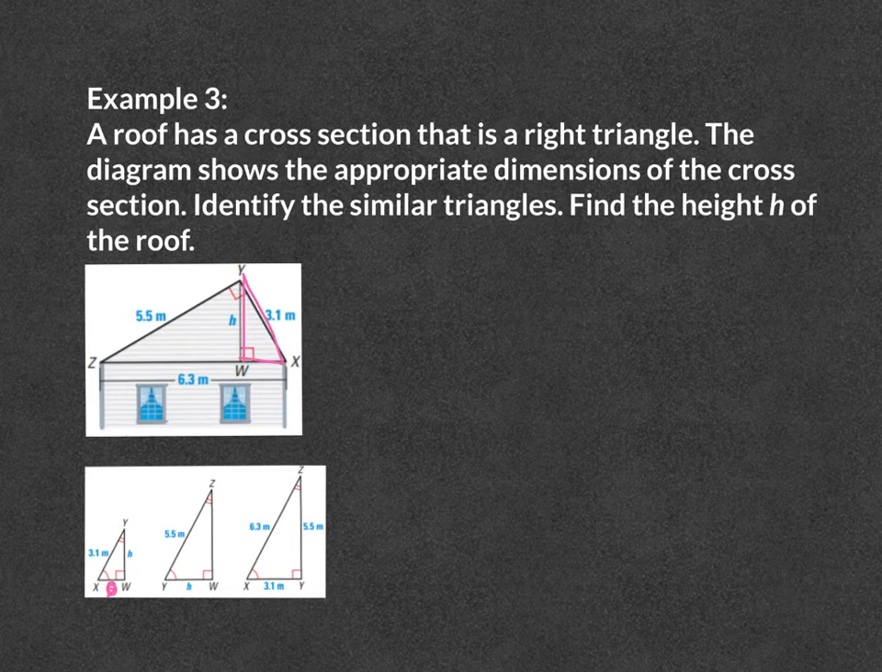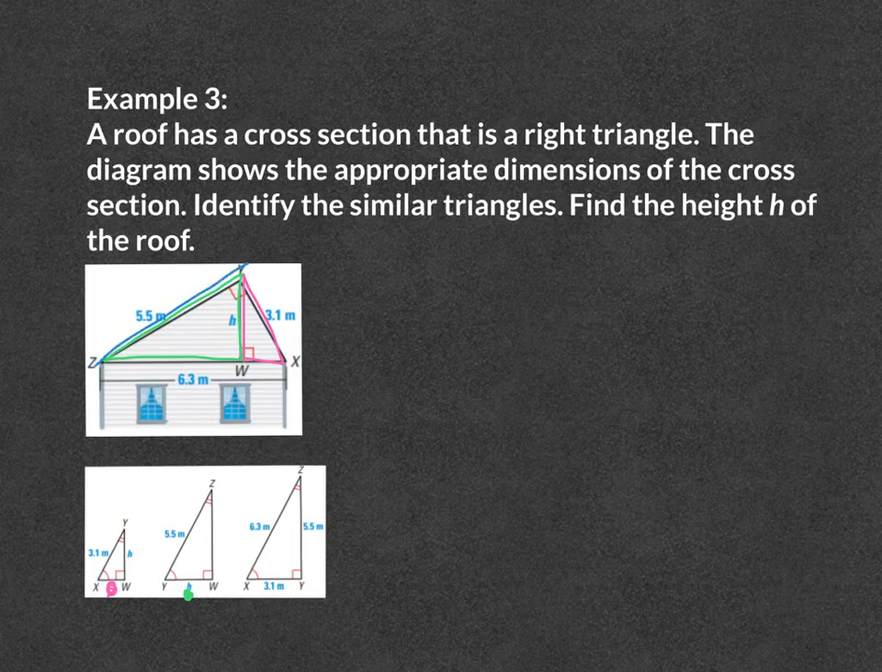The reason why I know that is because I have the hypotenuse, which is across from the right angle, and it's 3.1, and I have the height, which is h. Now I'm going to take this medium triangle, which is the one in green, and I know it's this one in the middle. The reason why is because I have the hypotenuse of 5.5 and I have the base h.